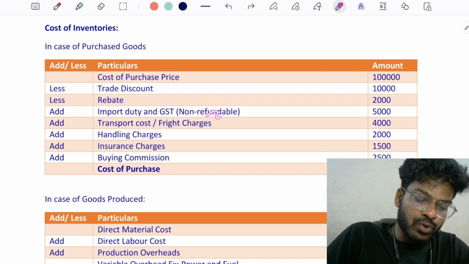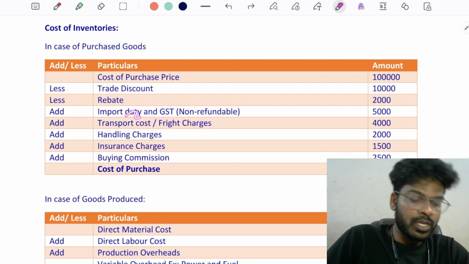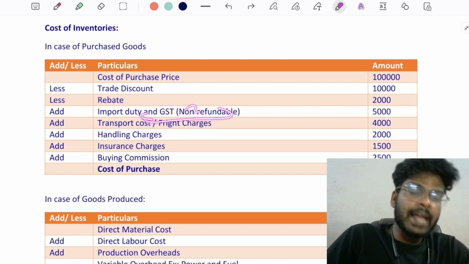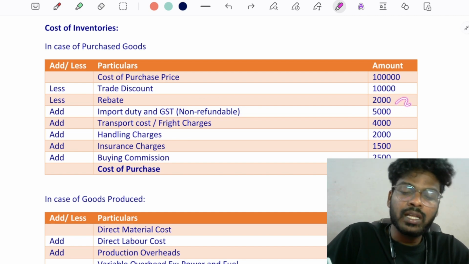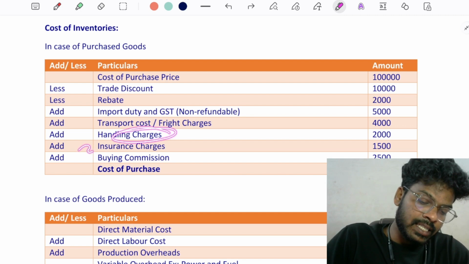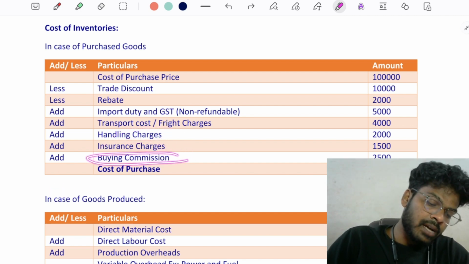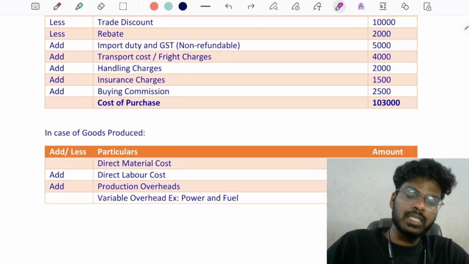Import duty paid: import duty and GST. Import duty should be included. In case of taxes, if they are non-refundable, then they should be included in the cost. Next are transportation cost and freight charges, handling charges, insurance charges, and any buying commission paid; these should be included. You will get the value of purchase price.